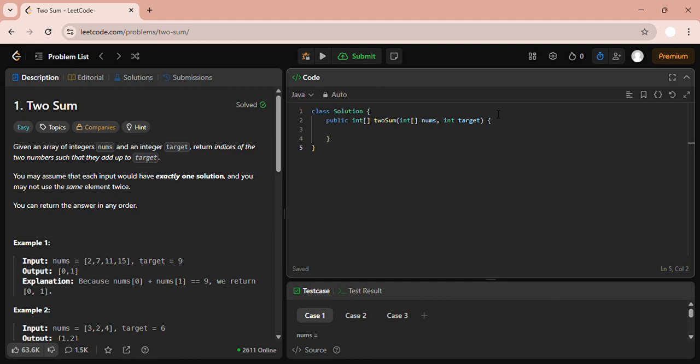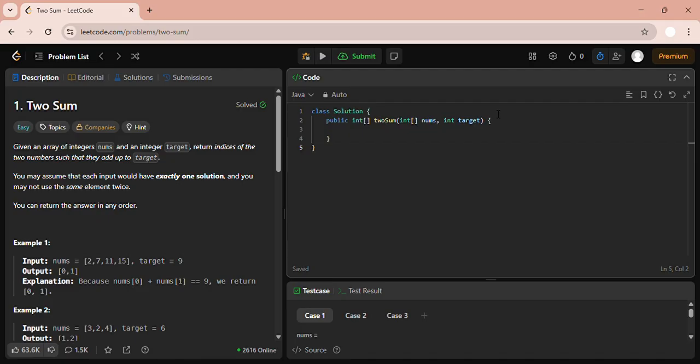Hi everyone. So now we are going to solve a problem in LeetCode called Two Sum. The question is, given an array of integers nums and an integer target, return indices of the two numbers such that they add up to the target. You may assume that each input would have exactly one solution, and you may not use the same element twice. You can return the answer in any order.